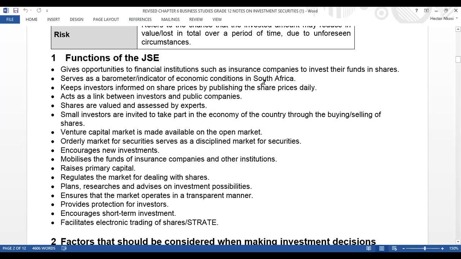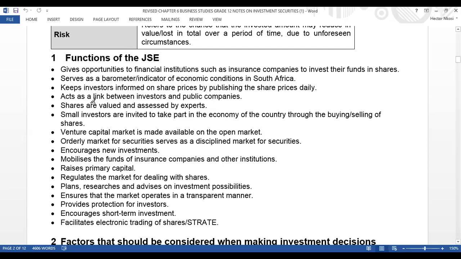So it is a main indicator that helps us to see the economic condition here in our country, South Africa. It keeps investors informed on share prices by publishing the share prices daily. So now if you're an investor of a certain company, you'd know what is the value of those shares currently in the market, and whether those share prices fluctuate or not.